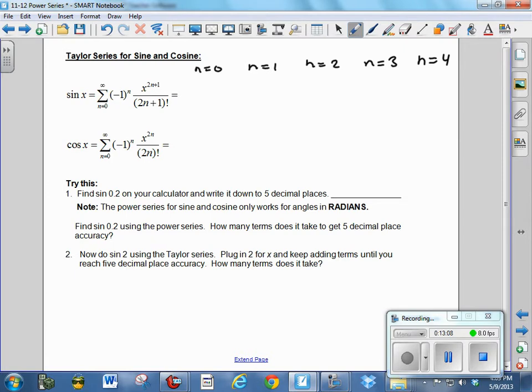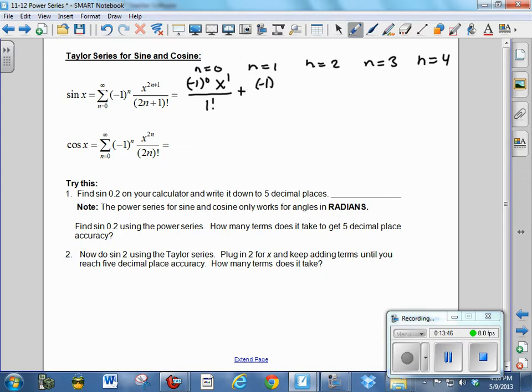When we plug in n equals 0, we get negative 1 to the 0, x to the 2 times 0 plus 1. Well, that'd be x to the first. And then 2 times 0 plus 1 factorial, so that would be 1 factorial. So negative 1 to the 0, x to the first over 1 factorial. Then the next one is going to be negative 1 squared. No, that's supposed to be negative 1 to the 0. Oh, sorry. Yeah, that's right. Never mind, I did it right. I just was not thinking.